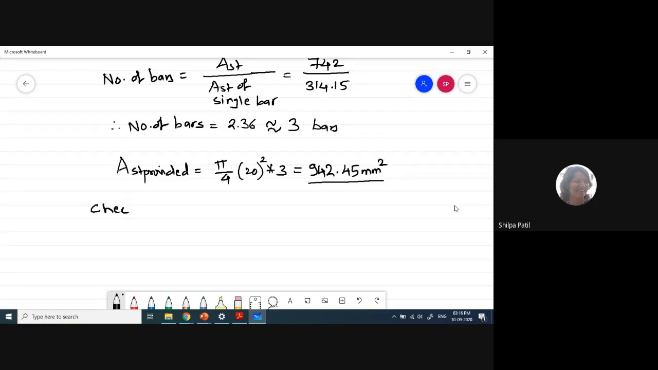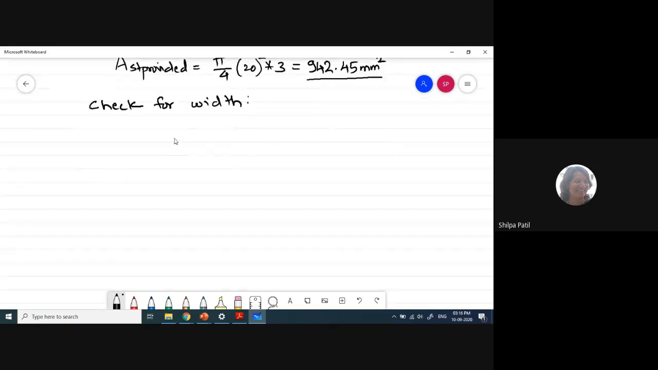I will go directly here because we have already decided the cover. Bottom cover we have provided effective cover of 50. So clear cover will be 50 minus half the bar diameter, so it will be 40. Clear cover will be 40. Side cover we normally provide as 30 mm. So let us consider check for width now. Okay. What is the formula? I will quickly draw the diagram here.